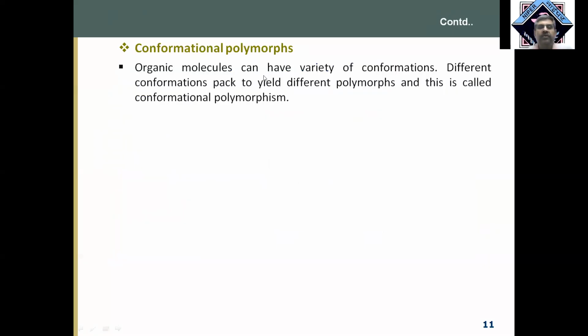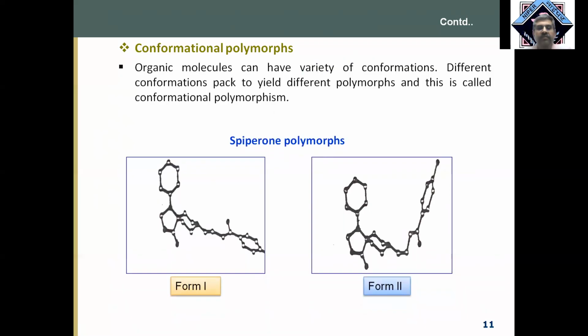Conformational polymorphs occur when the molecules have different conformations in three-dimensional space. Organic molecules can have a variety of conformations. Different conformations pack to yield different polymorphs, and this is called conformational polymorphism. An example of this is sp-peron polymorphs.